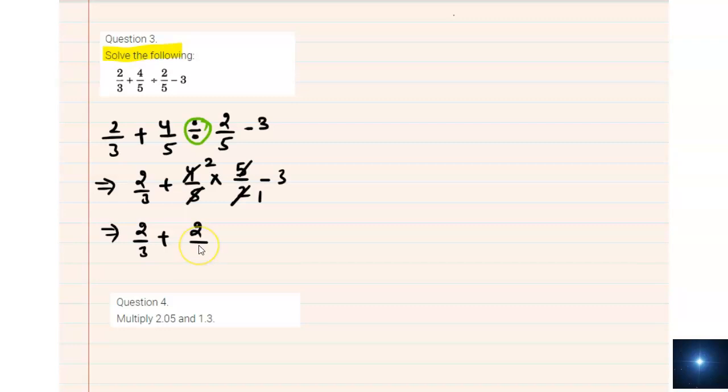Here also it gets cancelled. So it will become 1 into 1 and 1. There will be minus 3, sorry. So it will become 2 by 3 plus 1, minus 3. Then 2 minus 3, when we are subtracting a smaller number from the bigger, then the minus sign comes from the bigger number. So here it will be shown like this, minus 1.